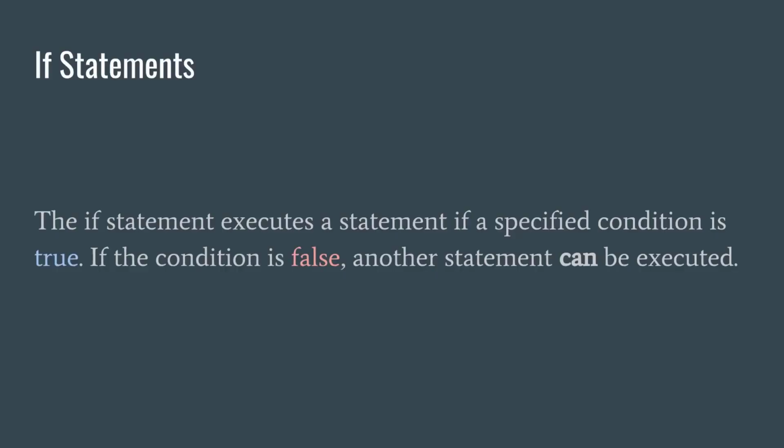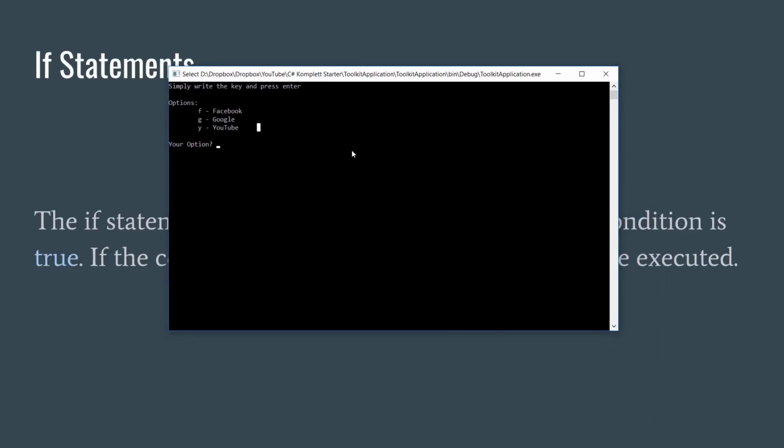Now that you know the basics of variables, it's time to look at something called if statements. And if statements are a very powerful tool, which you will need pretty much for every program that you're going to build. And in this case, we will need it for our little toolkit application as well, because depending on what the user has entered, we want to run a specific code. So for example, if the user has entered F, we want to open Facebook. If he entered G, we want to open Google. If he entered Y, we want to use YouTube. So that's very basically what we need to use this if statement for.